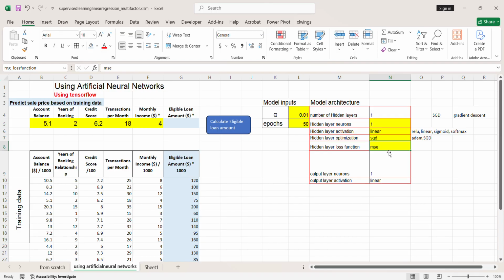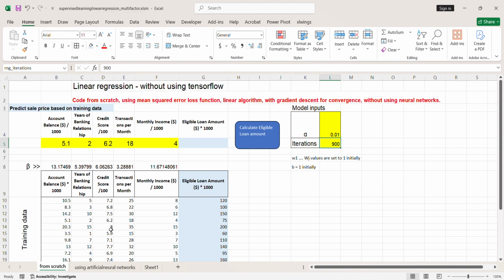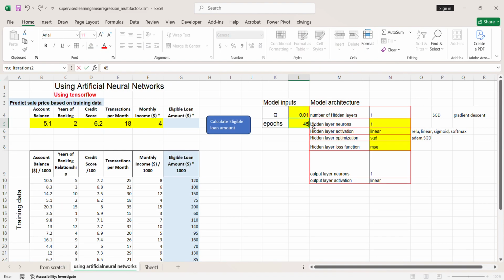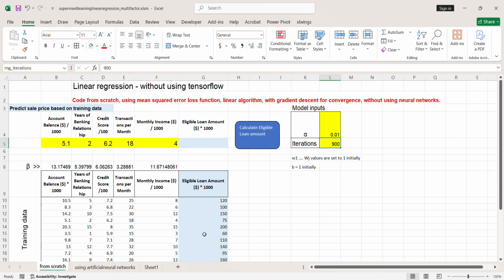So mean squared error. Now both these models are almost the same, though this has two neurons, because this is a hidden layer that has one neuron, but there is another layer, the output layer, that has one neuron. So we can say two neurons. Epochs 50 instead of 450. Let's take this one as 450, half of what we have used here. So now these models look similar.